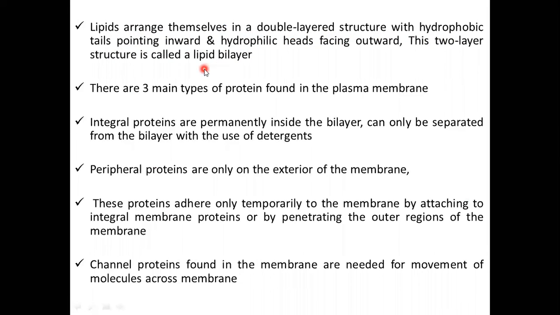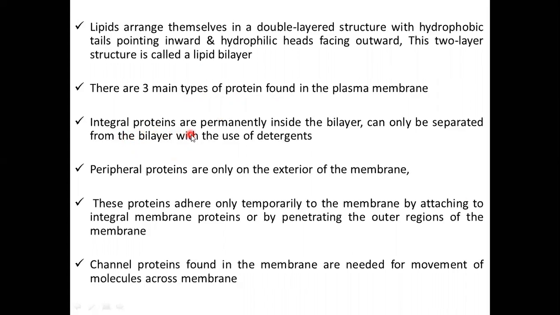So we already see that in a membrane structure, two lipid molecules arrange themselves in such a position that the heads are facing outwards and the tails are facing inwards, and this makes a structure known as a lipid bilayer because it consists of two lipid molecules. There are three main types of proteins besides lipids. The cell membrane also contains three types of proteins.